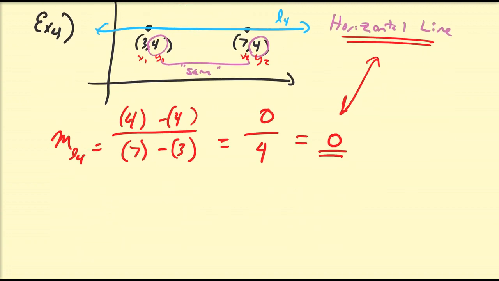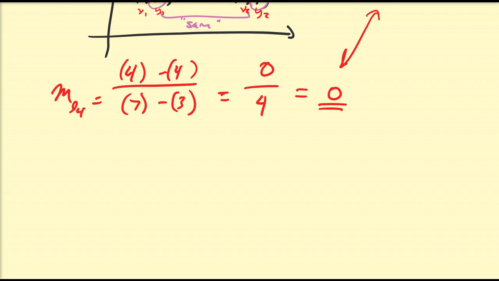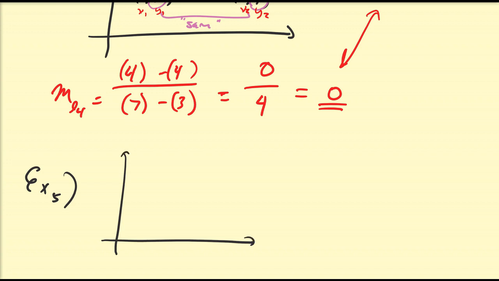Let's consider another combination of points. Let's do the point 3, 5, and let's do the point 3, 7.